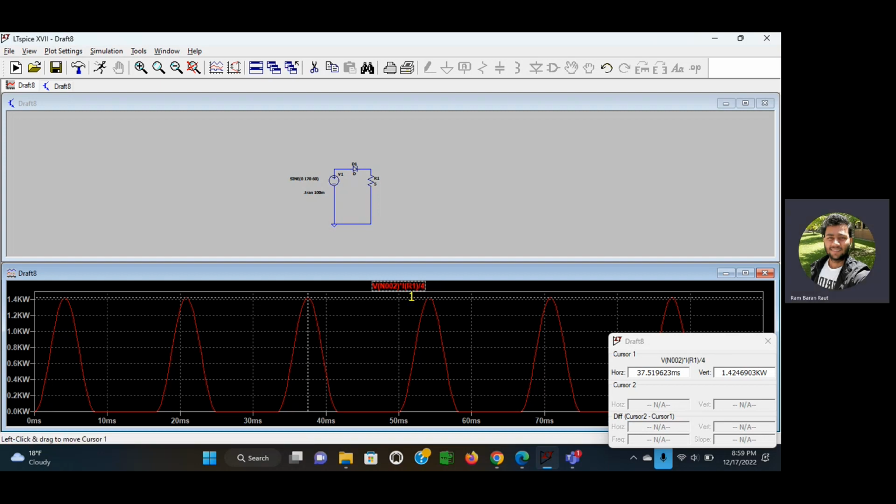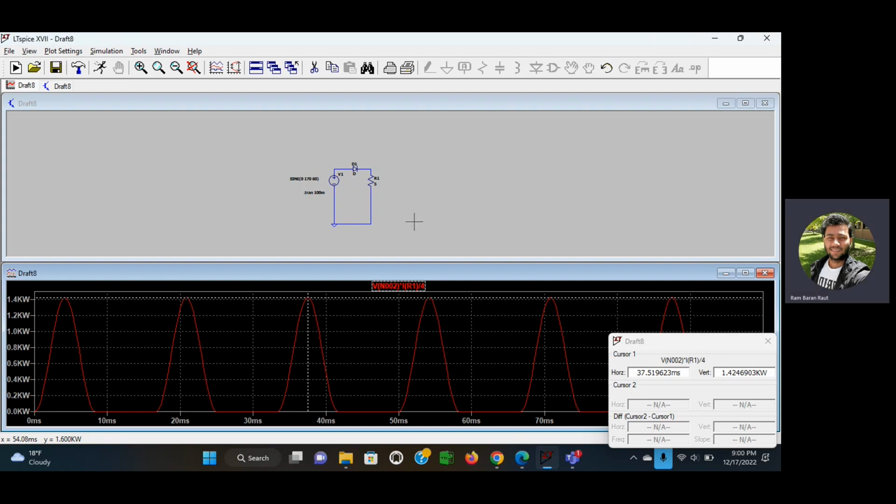Yeah, well, here I think we need to just divide by 4 to get the average power, because these are in peak value. So we just need to divide by 4 so we can get the average power.